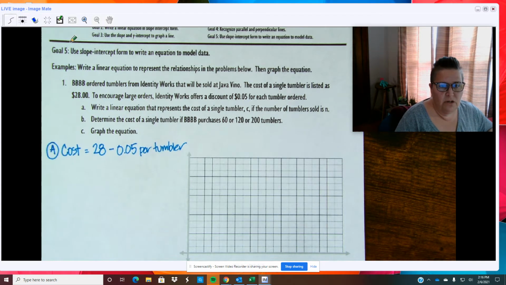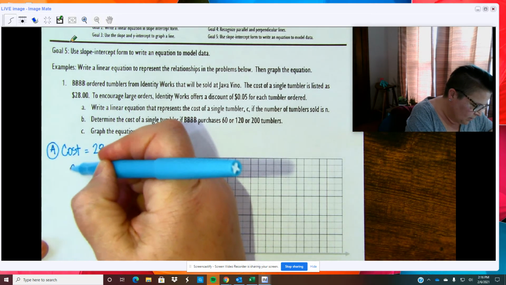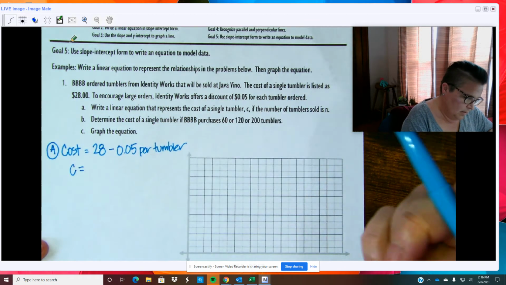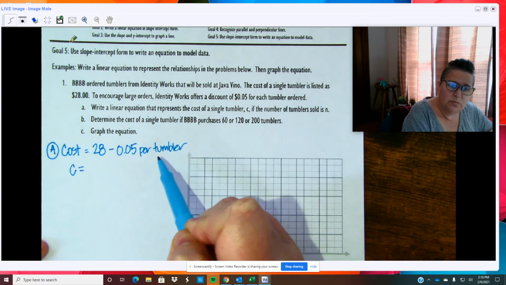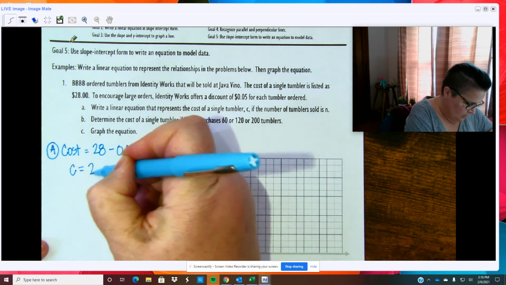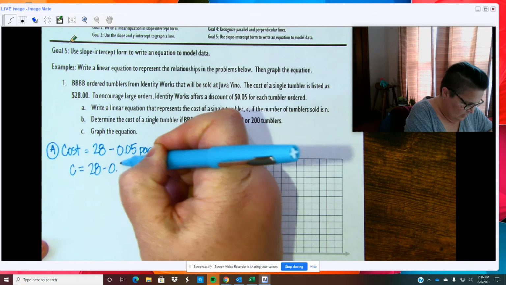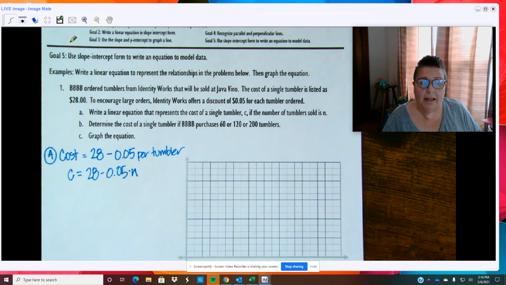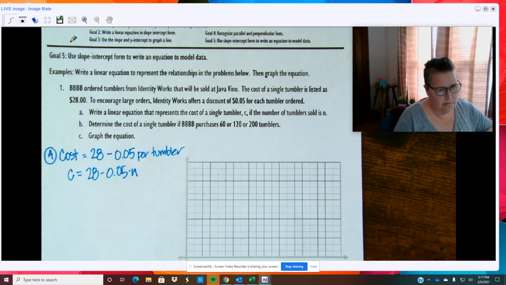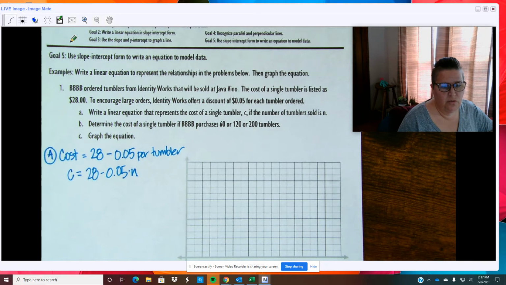They want us to write a linear equation that represents the cost of a tumbler C. So instead of cost here, I can put C. And the number of tumblers sold is N. So that number sold could be the per tumbler there. There we go. I have C is 28 minus, because it's a discount, 0.05 N. Beautiful. That's an equation. C is equal to 28 minus 0.05 N.